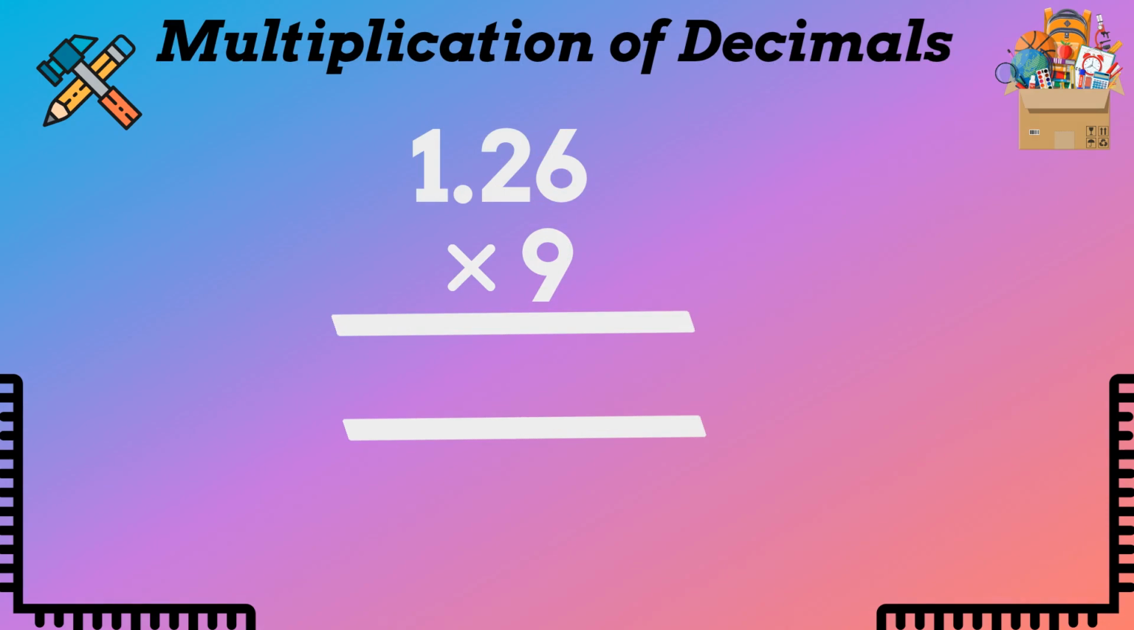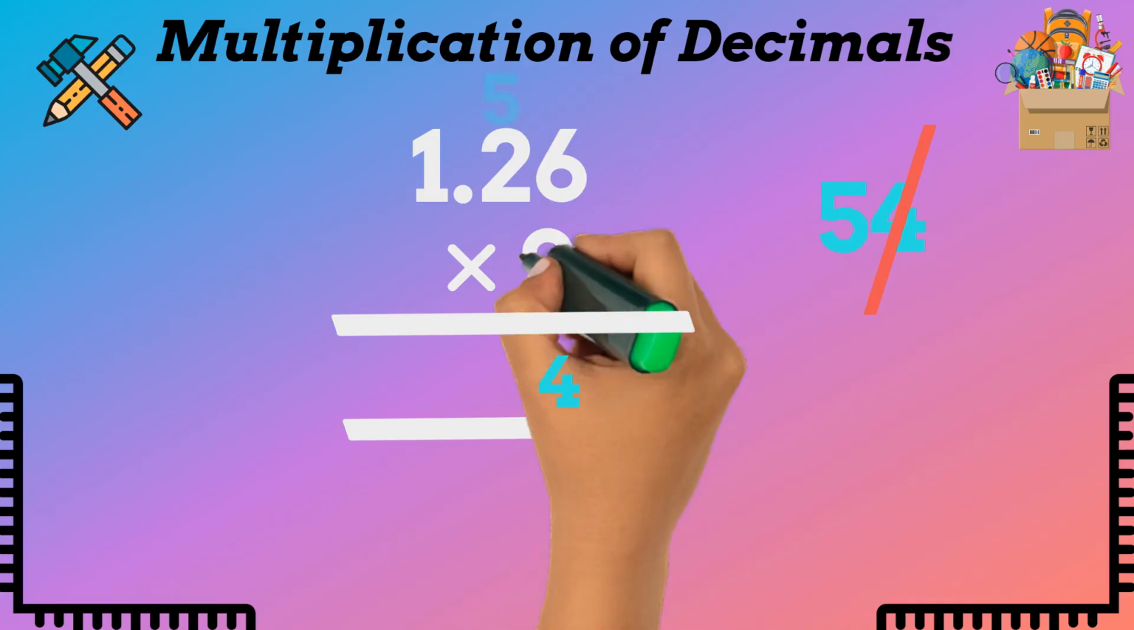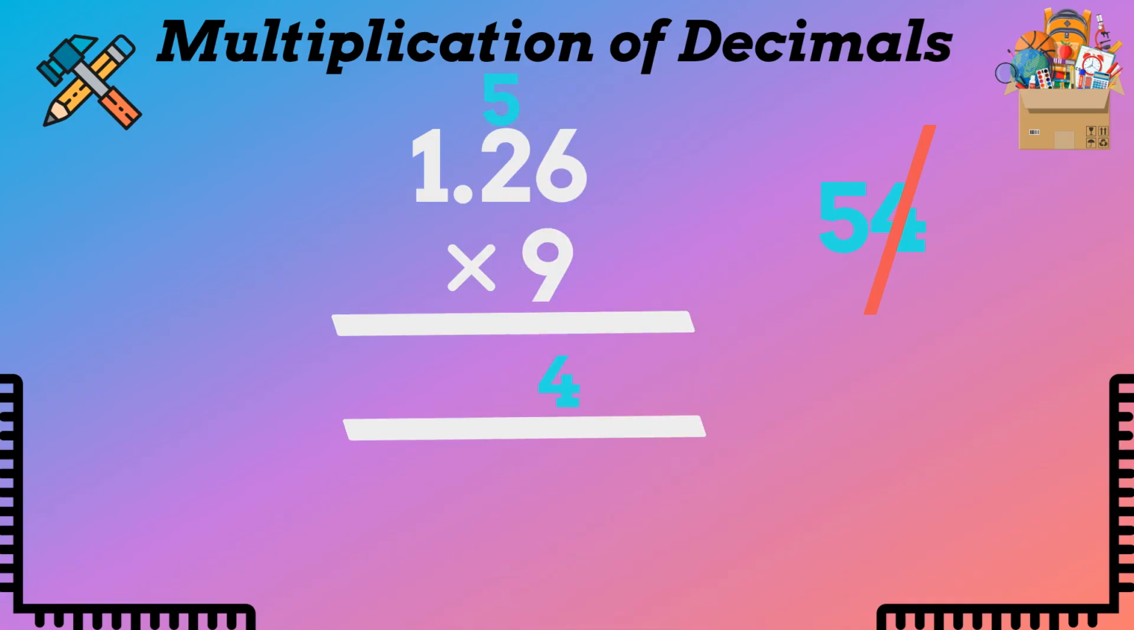We have 1 and 26 hundredths multiplied by 9. Let's calculate. 9 times 6 is 54. The 4 goes to the bottom and the 5 goes above the 10th place, or above the 2. 9 times 2 is 18, plus the 5 above will give us 23. We will write 23 on the outside. Mark off the 3 and insert to the bottom. We will place the 2 above the 1.